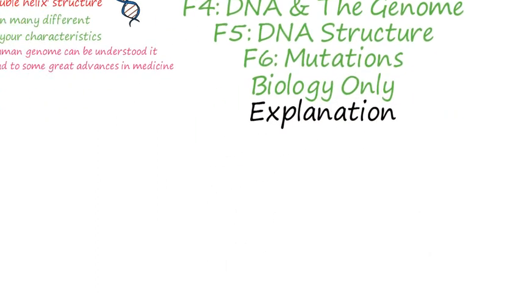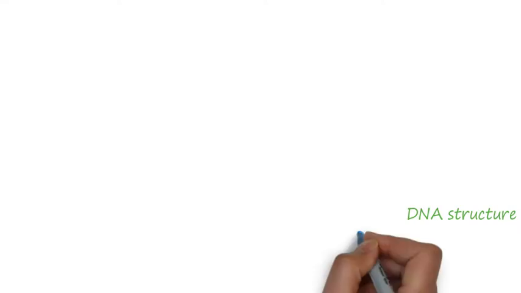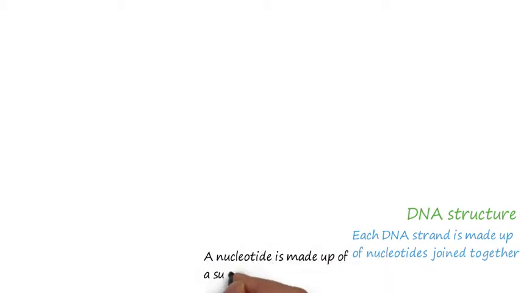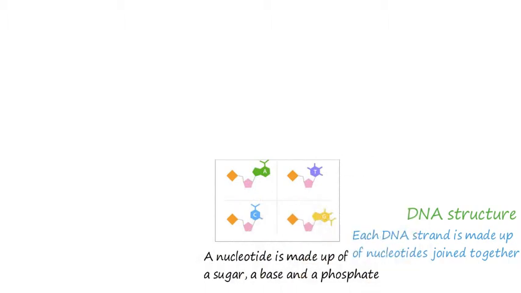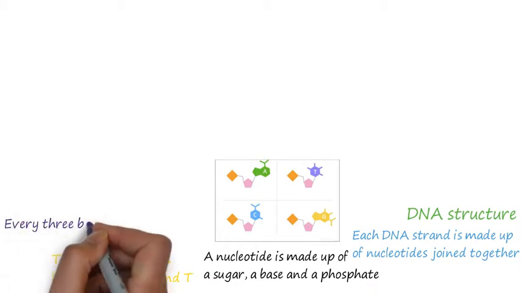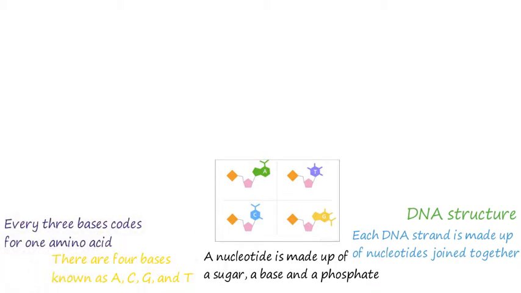Let's take a deeper look into the DNA structure. Each DNA strand is made up of thousands of nucleotides joined together. A nucleotide is made up of a sugar, a base and a phosphate. We say that the DNA molecule has a sugar-phosphate backbone. These bases attached to the sugar can alter, and there are 4 different bases, which are A, C, G and T. The bases are arranged in triplets, threes.